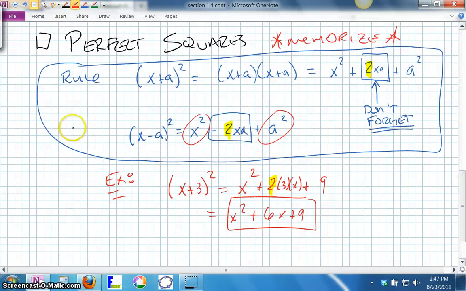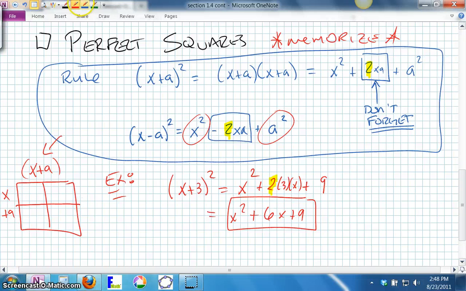Let's go back up here. As a little side note, if I was going to do x plus a and multiply that by another x plus a, and do the box method, here's what I would have. What is x times x? X squared, that's where this comes from. What is x times a? What is a times x? Ax. What's a times a? So the a squared, that's where that one comes from. So we know where that one comes from, and we know where this one comes from.